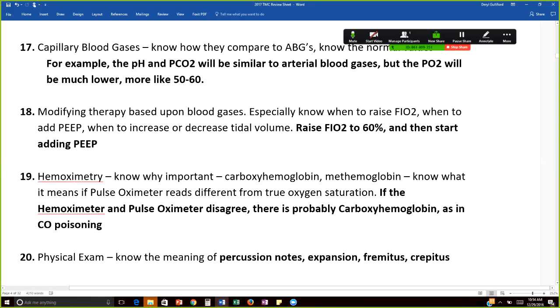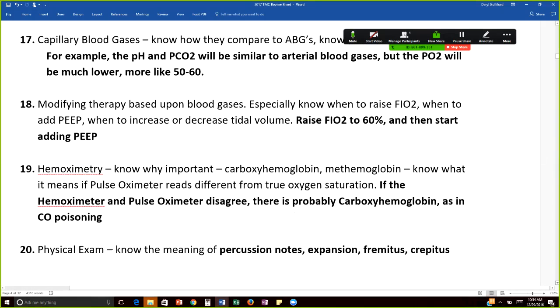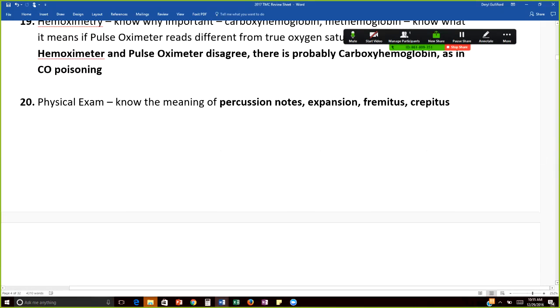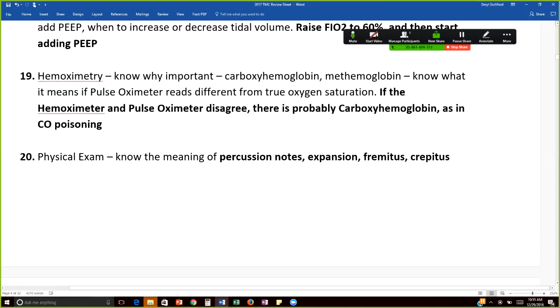Hemoximetry. All right, we talked a little about this earlier, but make sure you know hemoximetry is the same thing as co-oximetry, and it's used to detect carboxyhemoglobin, methemoglobin. If the pulse oximeter reads different from the true oxygen saturation coming from the hemoximeter, then carboxyhemoglobin is a very likely cause.